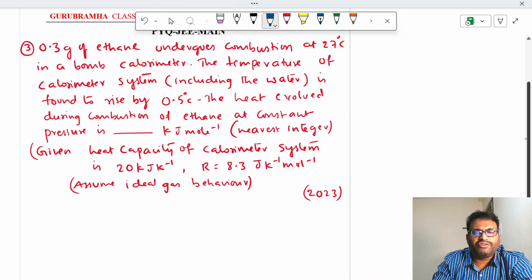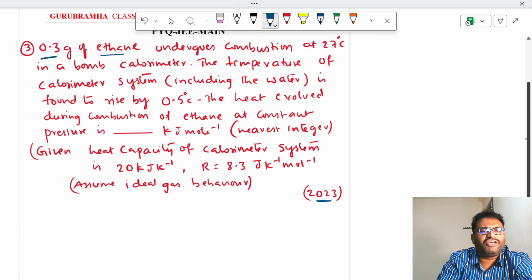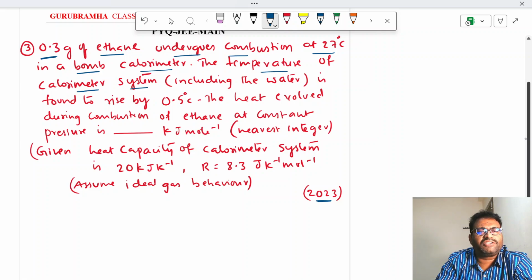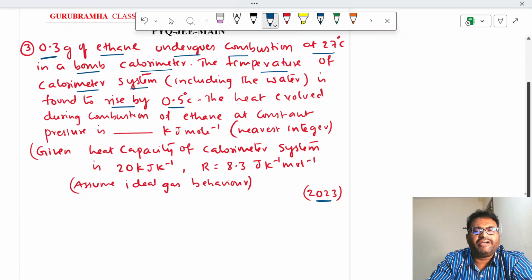So this is given in 2023. What is that question? 0.3 grams of ethane undergoes combustion. Ethane at room temperature is in gaseous state. It undergoes combustion at 27 degrees centigrade in a bomb calorimeter. The temperature of the calorimeter system, including water, is found to rise by 0.5 degrees centigrade.